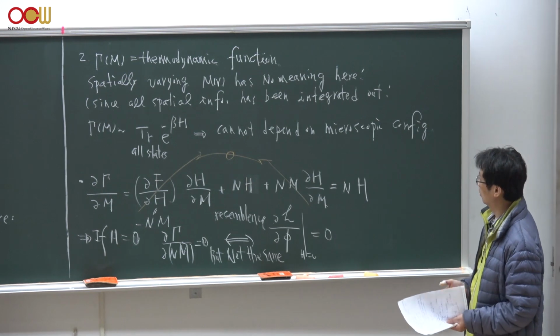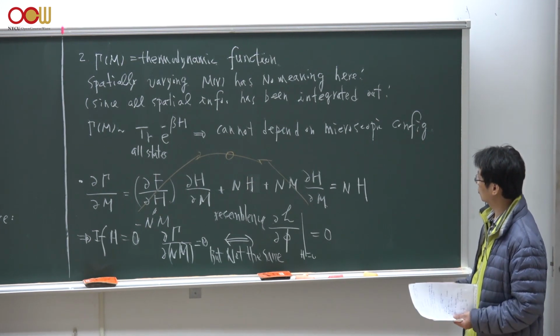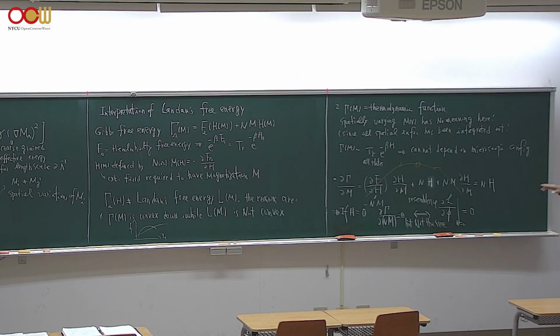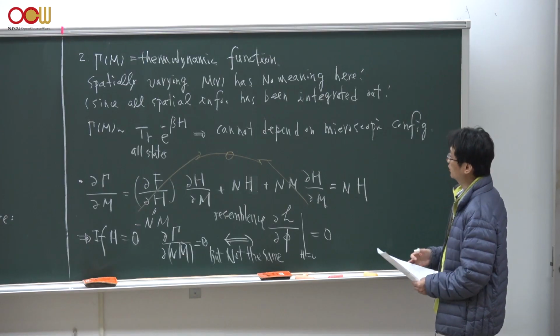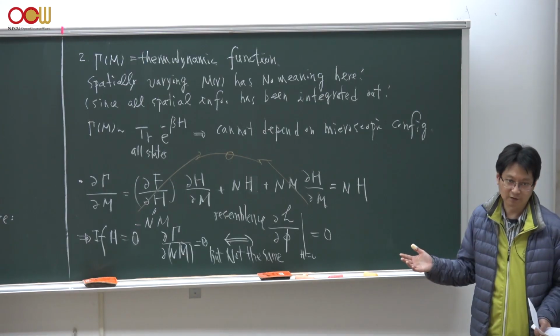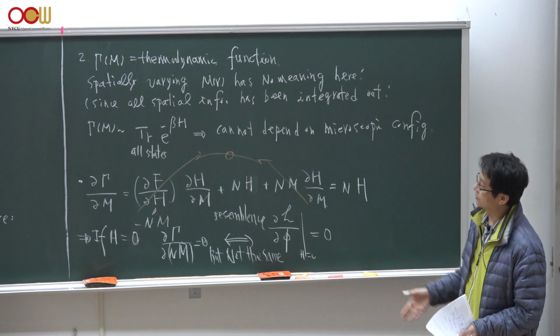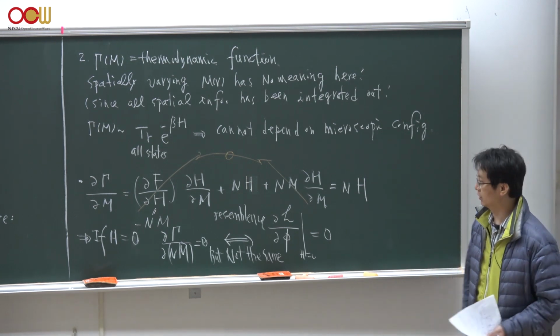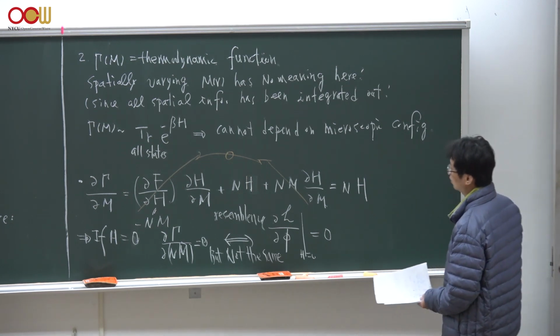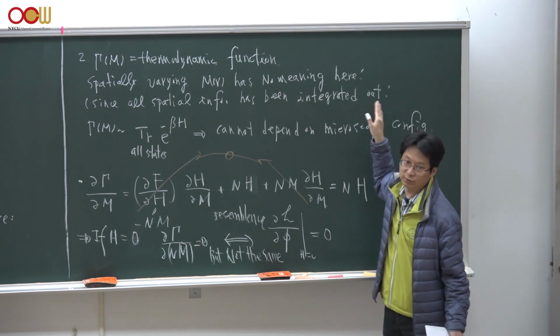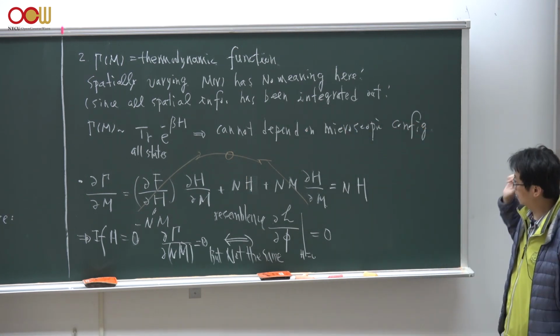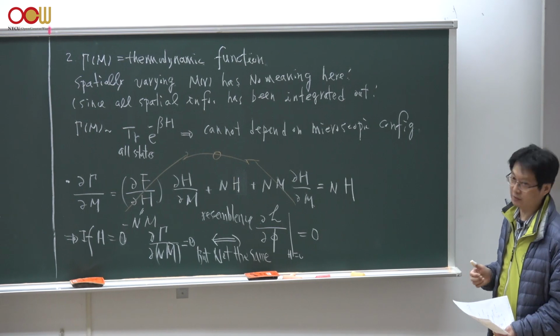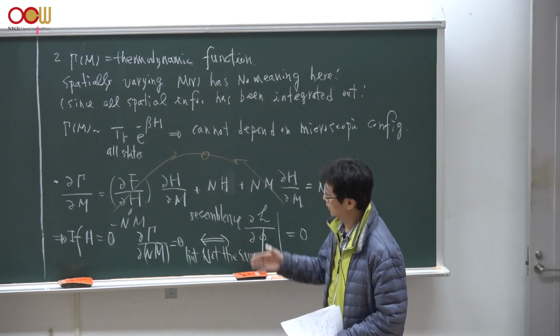In other words, the spatially varying magnetization as a function of the coarse grained coordinate has no meaning here, because when we get the Gibbs free energy, we have already integrated out all the microscopic degrees of freedom, so all the spatial information has been integrated over. Therefore, for these two reasons, they are not the same. But let's look at some details.